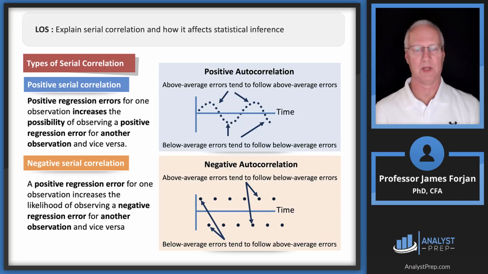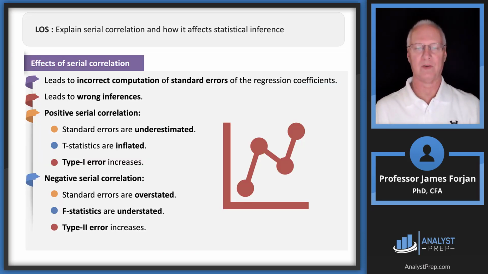Negative serial correlation, let me just go back. Of course, that's the opposite, right? So standard errors are overstated, which means that the F statistics are understated, and T statistics as well. So the type 2 error increases.